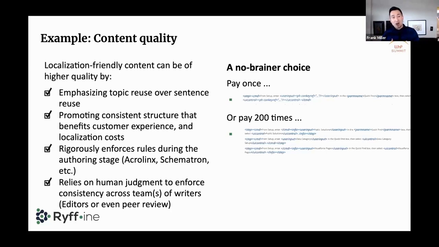That is going to help all of your content, including localization. And then, of course, last, I'm going to call out this last bullet here. It takes people to do this. You're not going to be able to automate all of this, and the tools are only going to get you so far.